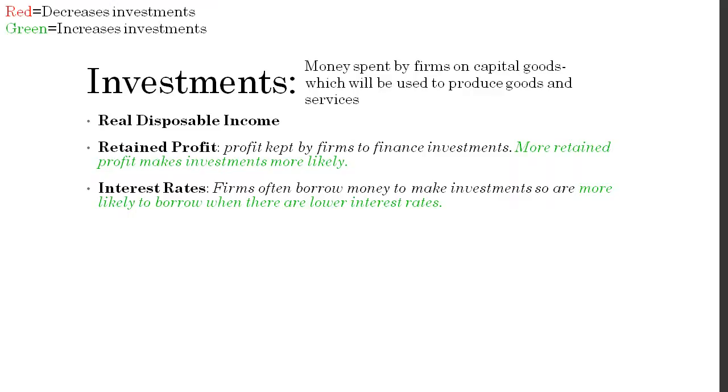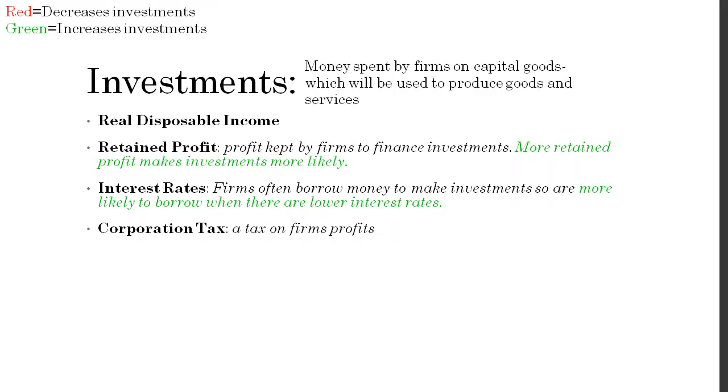The next influence is interest rates. This also affects investments the same way it affects expenditure. Firms often borrow money when they want to make investments. This means higher interest rates make them less likely to borrow and invest, whereas low interest rates mean they have to pay back less on loans, so are more likely to borrow and then invest.